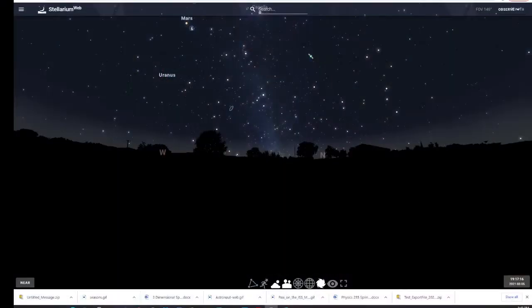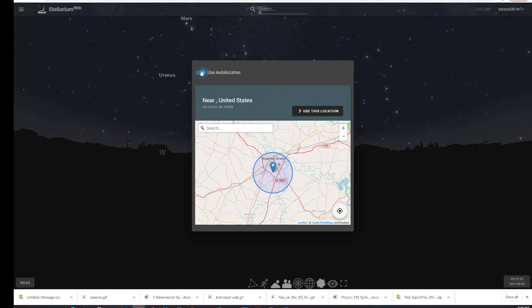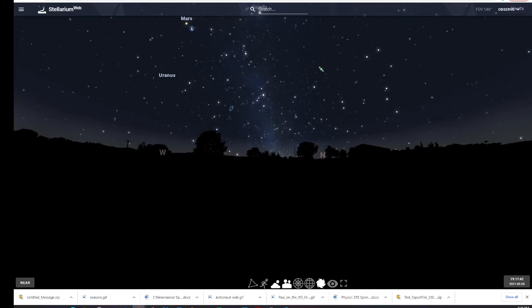So you're going to need to navigate to Stellarium. Make sure you are somewhere near Bowling Green. You can use the auto location feature if you are near Bowling Green, or you can manually type in the location that you want, which you will need for the second part. Okay. You will need to turn on the azimuthal grid system.